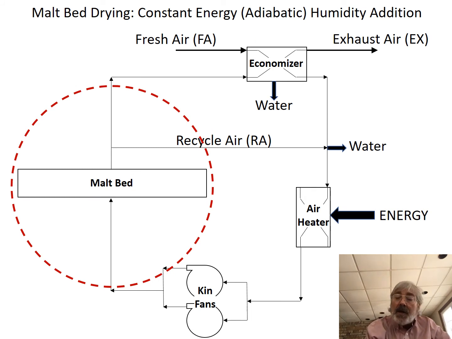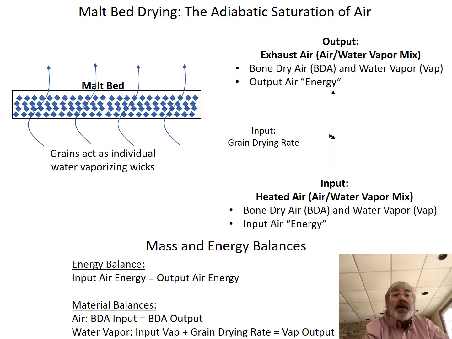malt bed, this becomes an adiabatic saturation condition. What that means is that I am not adding any energy or taking any energy out, but I am adding moisture to the air, and that's coming off of the moisture that's in the malt. Okay? So if you think of the malt bed with a bunch of individual grains acting as individual water vaporizing wicks, just like a wet bulb thermometer, okay? I can model that as an input of the grain drying rate into my input airflow to get output.